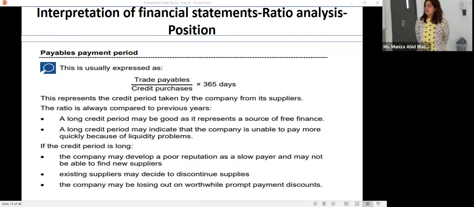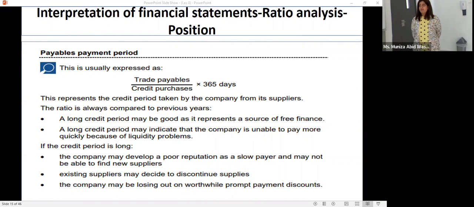However, the payables payment period is usually expressed as trade payables divided by credit purchases multiplied by 365. How many days the company is normally taking in order to pay back its payables will be told to us by the payables payment period. This represents the credit period taken by the company from its suppliers. The ratio is always compared to the previous years. A long credit period may be good as it represents a source of free finance.